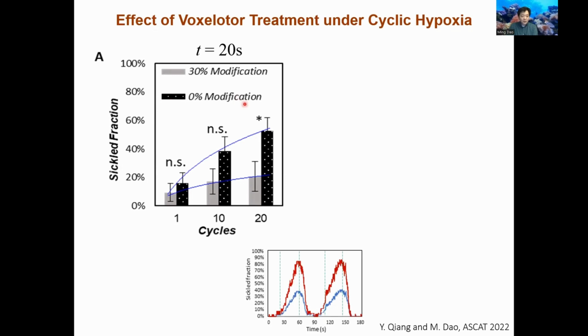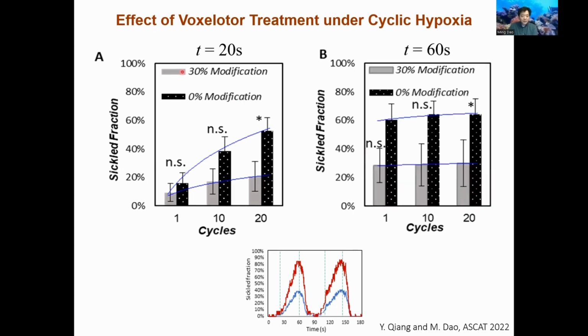And without treatment, you can see the sickle fraction goes up pretty quickly after each cycle. But when you have anti-sickling drug treatment, this is much more suppressed. That means the degradation is much slower. So this is at T at 20 seconds, and this is showing at 60 seconds. At 60 seconds, you also see a big difference.